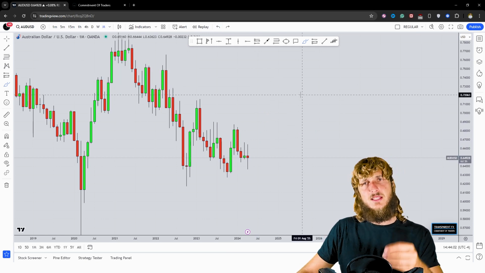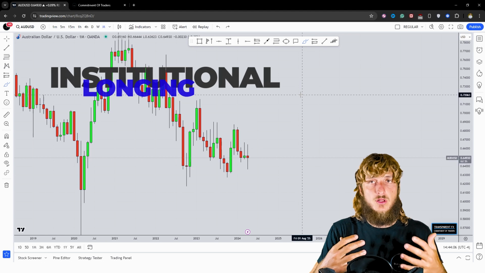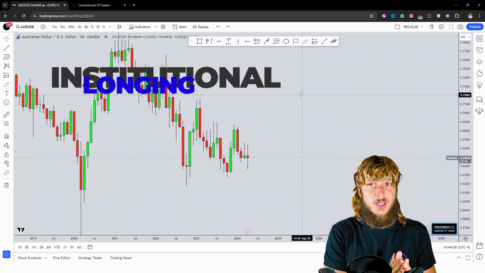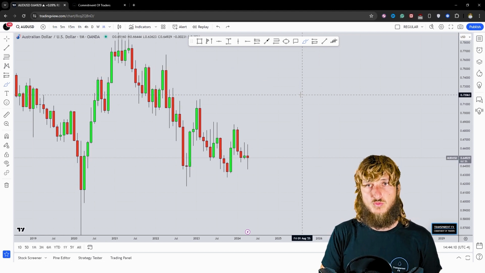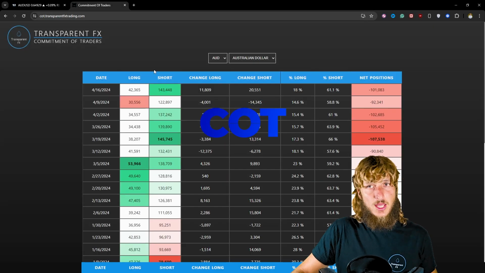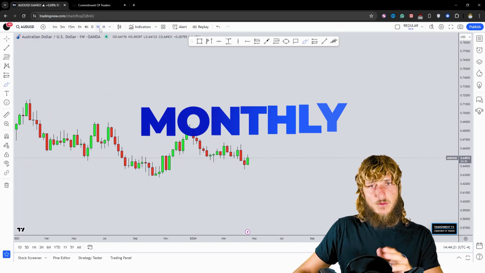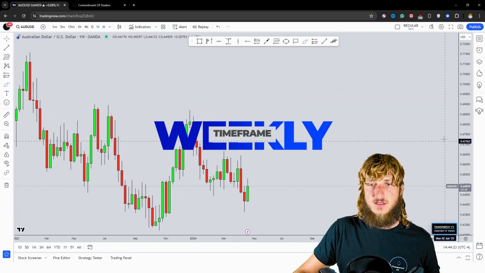And keep in mind that in a confluence of support zone, you would expect to see more institutional longing, which at that point would further increase the probabilities of a potential push higher away from the zone. And we will be speaking about institutional longing in just a few minutes when we move to the order flow by looking at the commitment of traders for this pair. For now, let's drop down on the weekly time frame and see what we have.